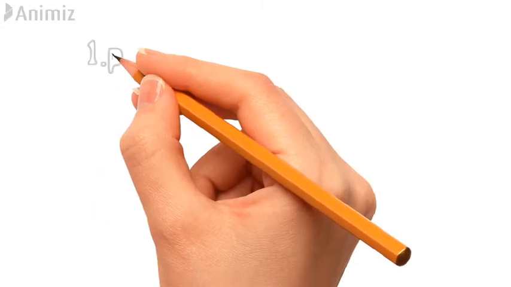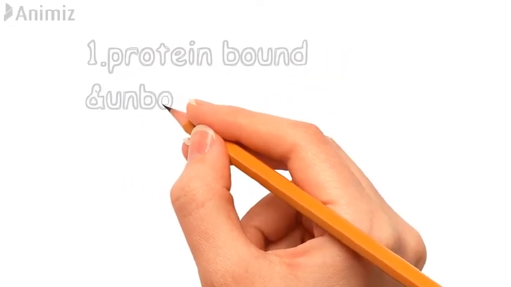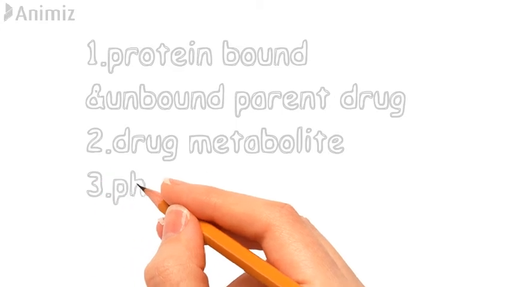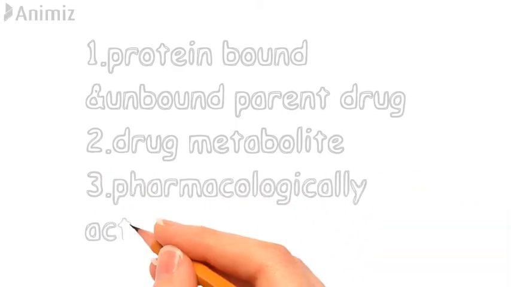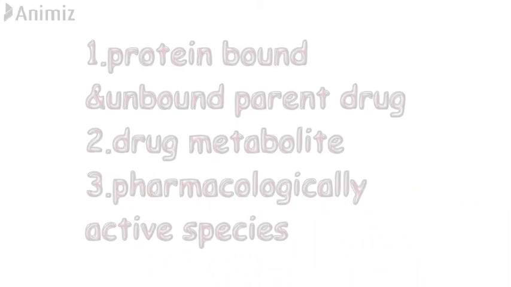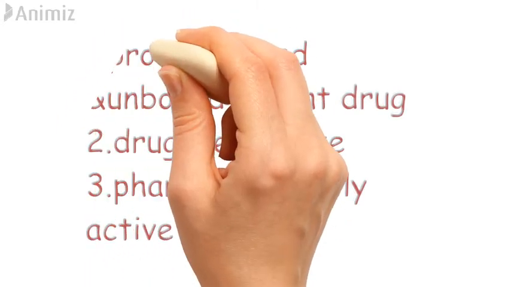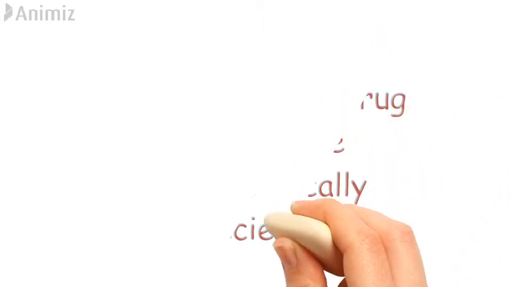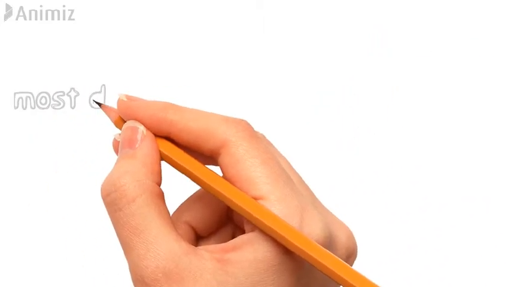It is important that the analytical method should be able to distinguish between protein-bound and unbound parent drug, and each metabolite and the pharmacologically active species should be identified. Such distinctions between metabolites in tissue and fluid are important for initial pharmacokinetic modeling of the drug.